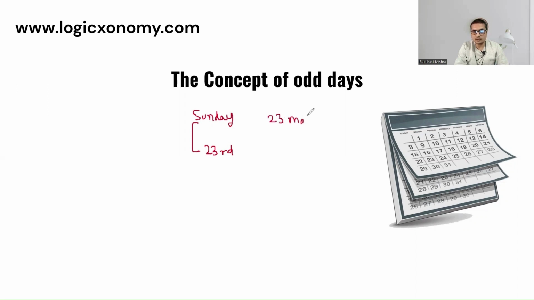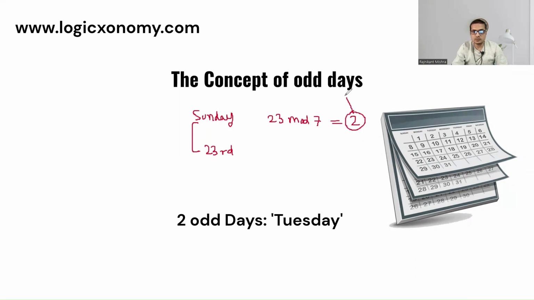23 mod 7 is equal to 2. 7 threes are 21 and the remainder is 2. Here, this 2 is known as odd days.